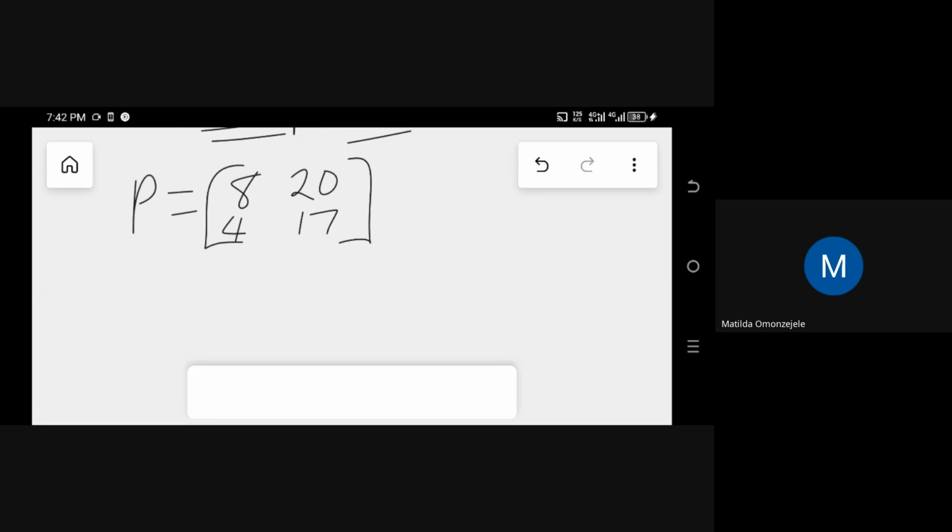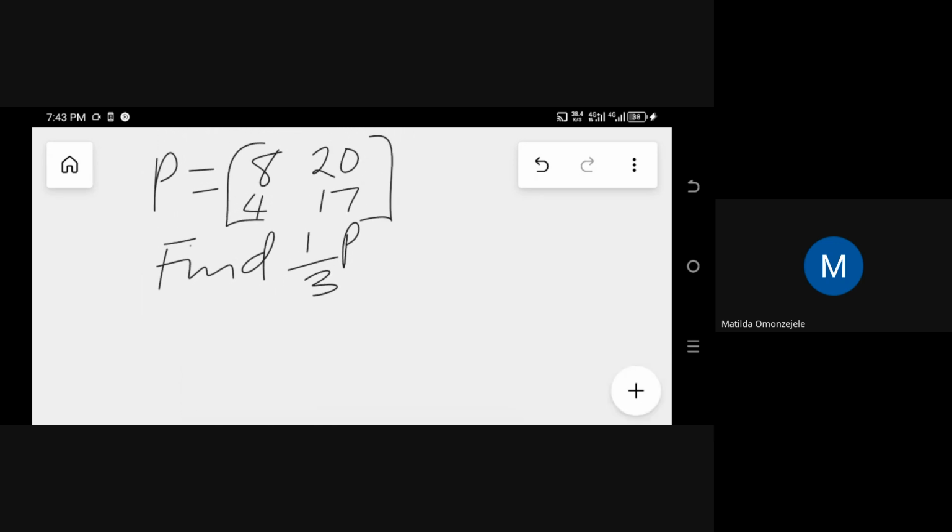Now find 1/3 of P. So find the matrix 1/3 of P. Again, you're still using the scalar 1/3. Here 1/3 is the scalar. So you still have to use the scalar to multiply the matrix P.